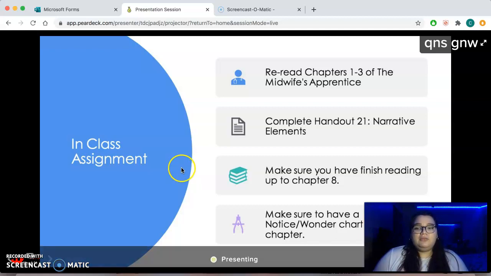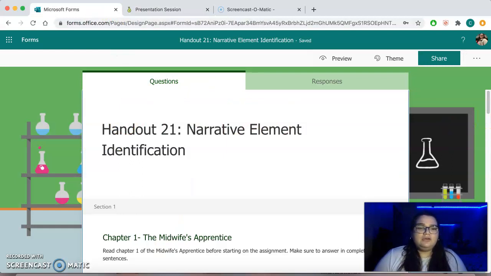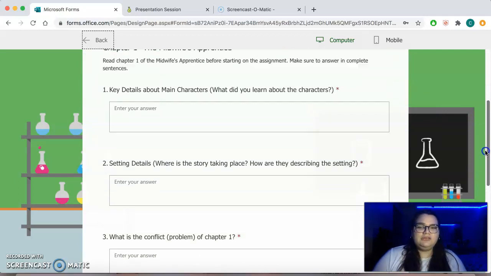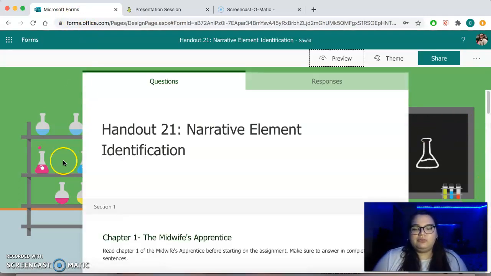So if you're not keeping up with the readings, then your scores are going to continue being low, right? So again, let's go back to handout 21. I'm going to show you what handout 21 looks like. It might look a little bit different for you because this is the teacher view. This is what yours will look like, right? But for the sake of not having to type in things, I'm just going to keep it this way.